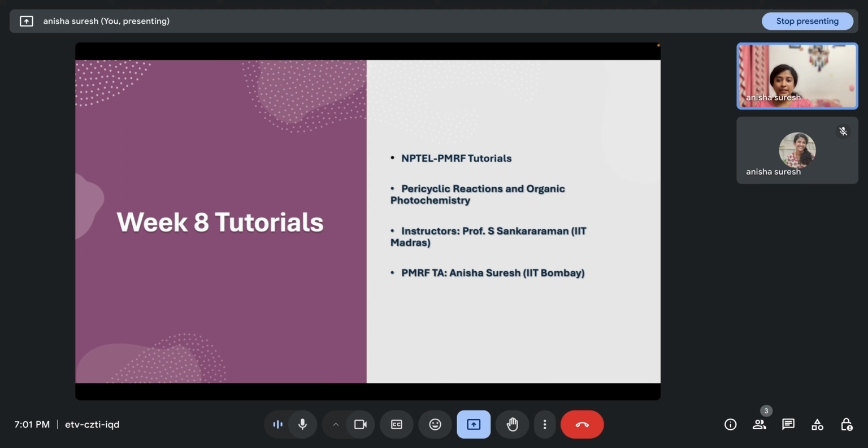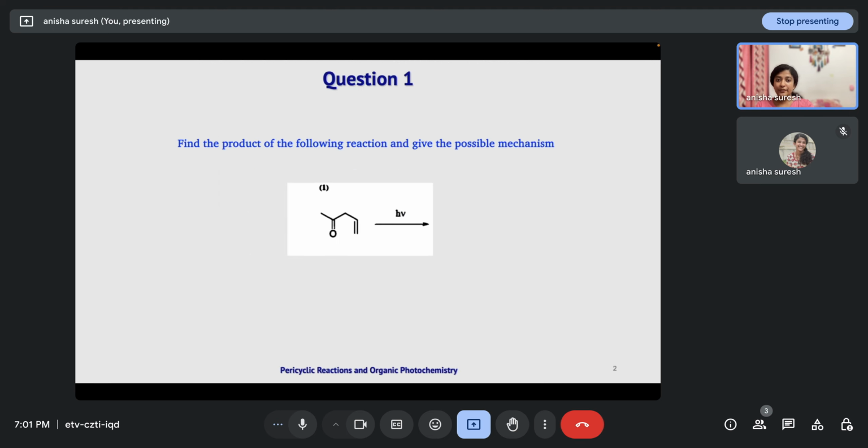Okay, now coming to question number 1. Find the product of the following reaction and give the possible mechanism. Seeing the starting material and the reaction condition, that is photochemical condition, we can tell that this is an oxa-di-pi-methane rearrangement. So what will be the mechanism for the following reaction?